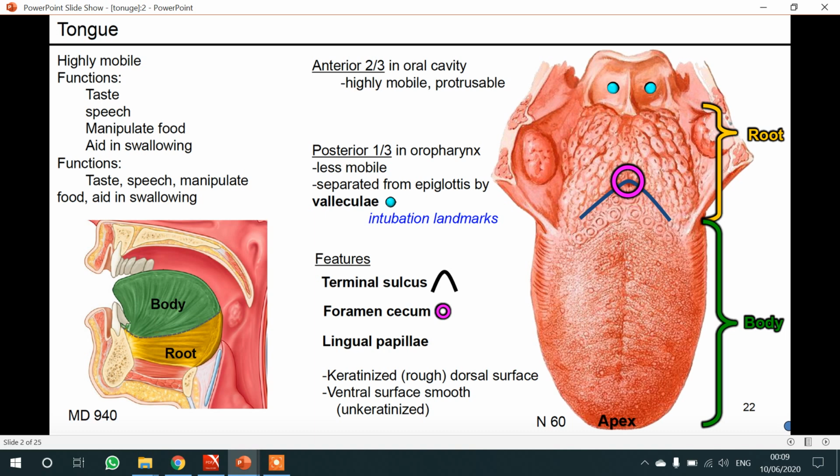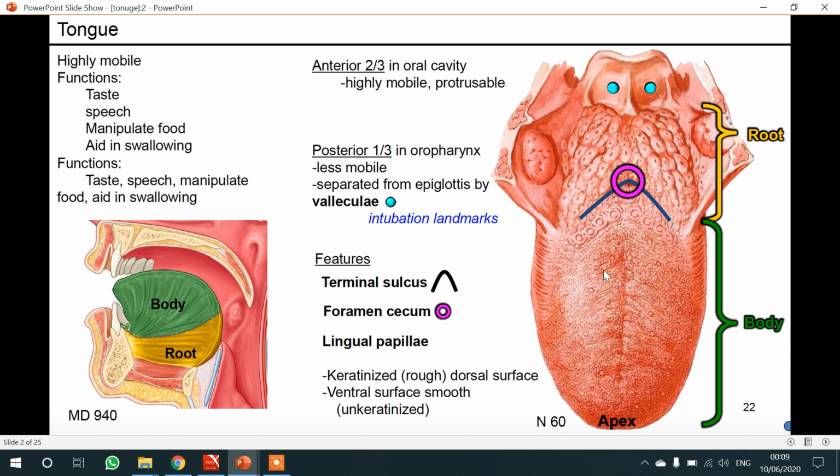So we were discussing that anterior to this sulcus terminalis we have got anterior 2/3 of the tongue, and posterior to it we have got posterior 1/3 of the tongue. So anterior 2/3 is mainly body and apex, and tip of the body is apex, whereas here you can see root has been shown with the yellow part. So this posterior 1/3 of the tongue is in the pharynx, whereas anterior 2/3 of the tongue lies in the oral cavity.